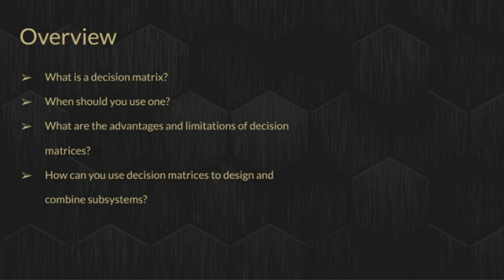So in this presentation, I'll be going over firstly what a decision matrix is, how it works, and how you can create one. I'll then discuss when the appropriate or the optimal time is to use a decision matrix, and I'll give you an example. Then I'll talk about the advantages and limitations of using decision matrices to assist in your decision making. And finally, I'll discuss how you can use decision matrices to assist in designing and combining the subsystems of your robot.